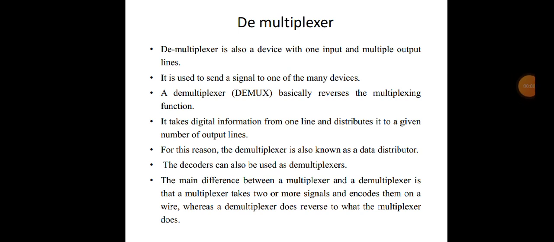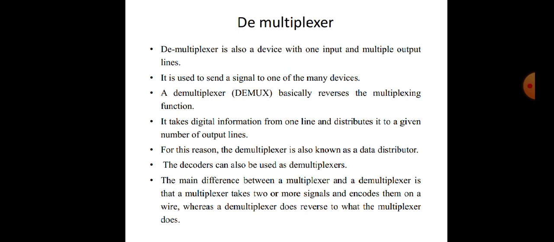Hello students, in this class we study about the demultiplexer. So what do you mean by a multiplexer? A multiplexer is many to one, that we call as the multiplexer. Many inputs and only one output. But the demultiplexer will do the reverse function of the multiplexer, that is one to many.